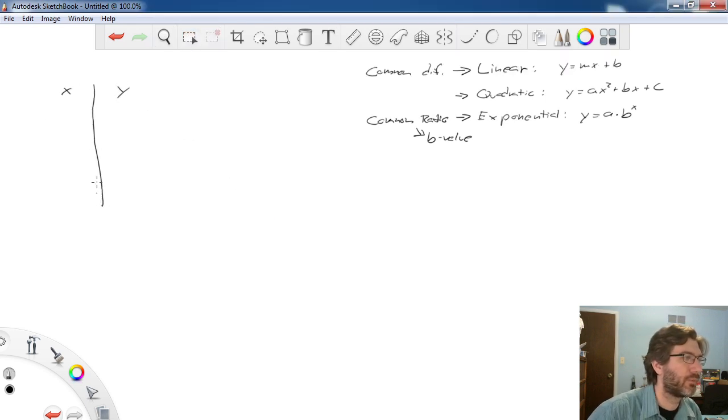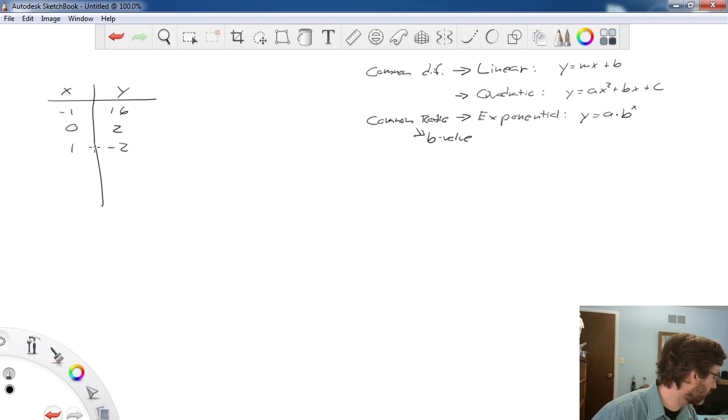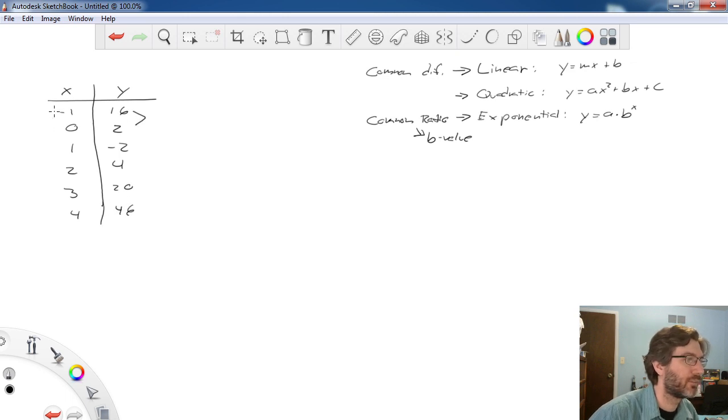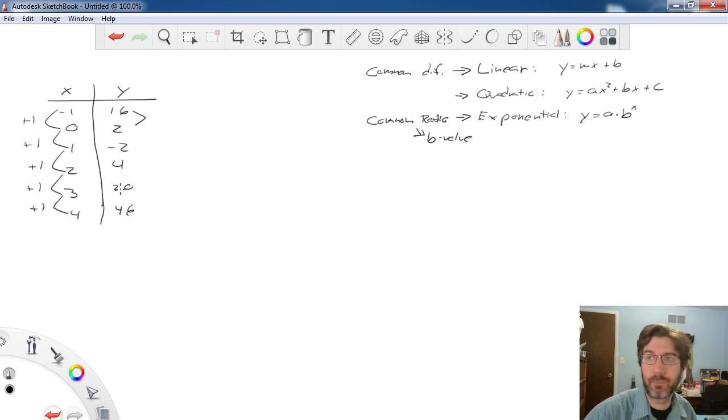That's why I skipped an x value. Here we have negative 1 goes to 16, 0 goes to 2, 1 goes to negative 2, 2 goes to 4, 3 goes to 20, and 4 goes to 46. And you'll note that the difference is these are actually now plus 1. I skipped this one here last time, so make sure you check on that. And do the plus 1.